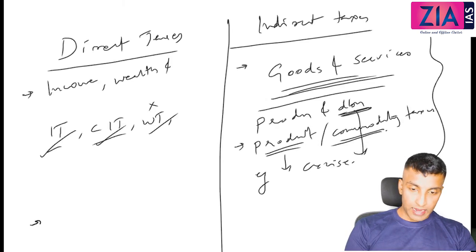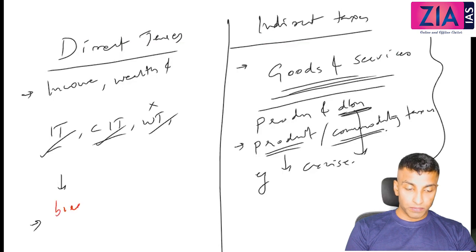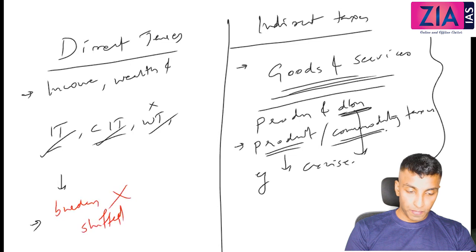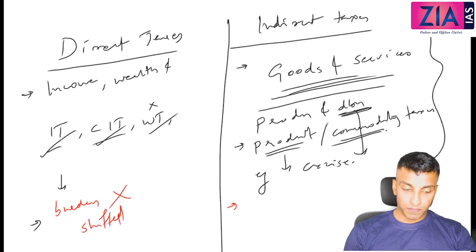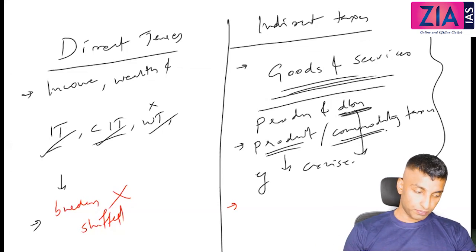Then under direct tax you can write one point: the burden of direct tax cannot be shifted. I hope you can understand that point. Here you write the burden of indirect tax. Can it be shifted or not? It can be shifted. You can write: the burden of indirect tax can be partially or wholly shifted to others.